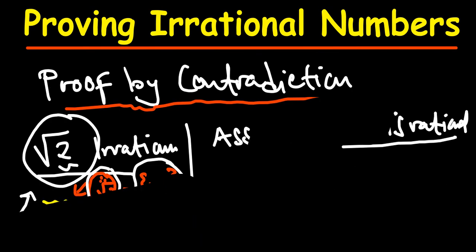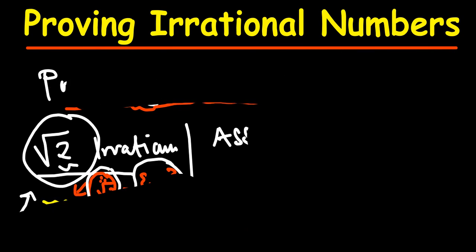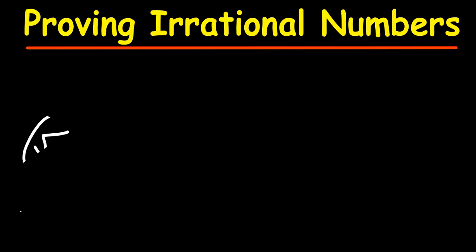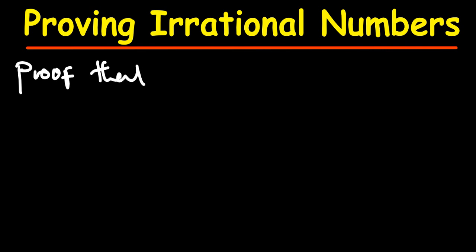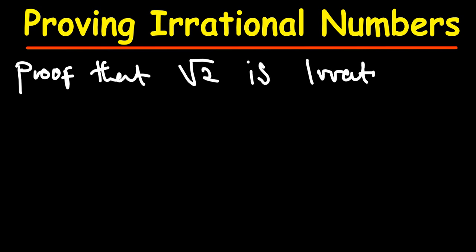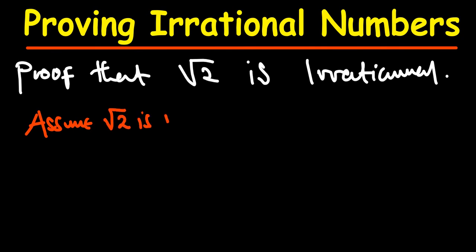So the first question that we are going to do, we are going to prove that the root of 2 is irrational. So the question is: prove that root of 2 is irrational. We are going to prove this using the contradiction method. The first step here is to assume the opposite. So we are going to say: assume root of 2 is rational.